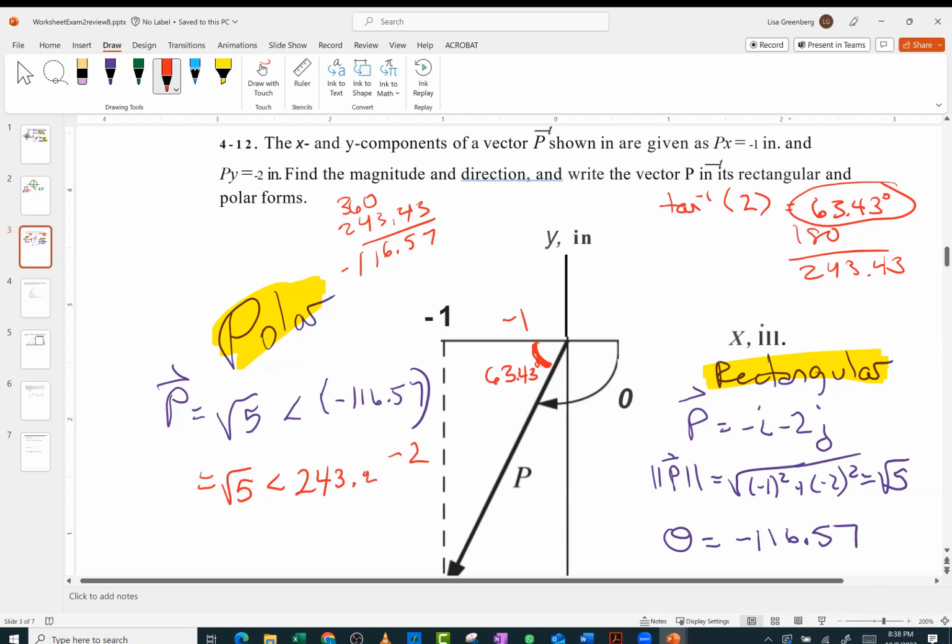I can do it on my calculator and see. Did anybody else do it on their calculator? How are we getting all this without a calculator? Oh, you can't do it. If this was on a test, this would be the answer.